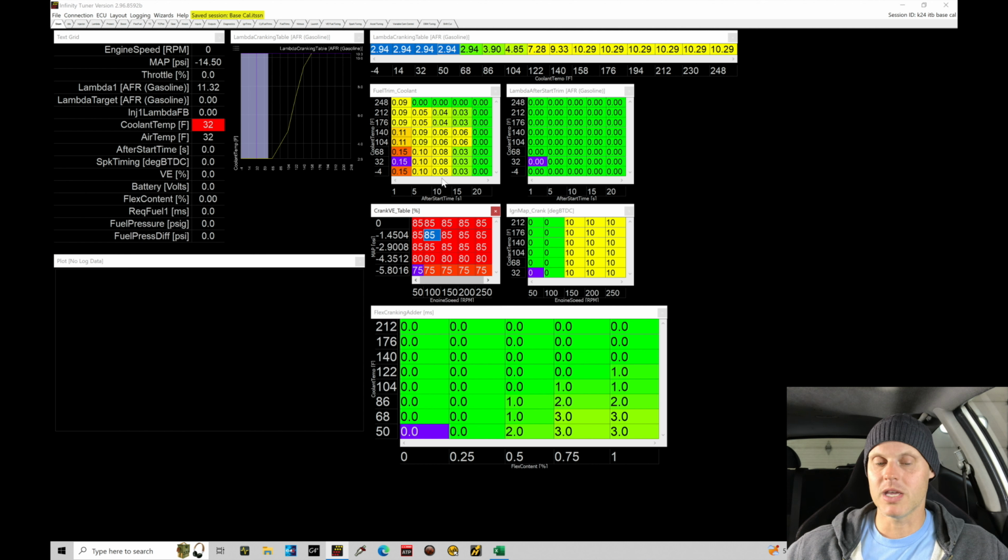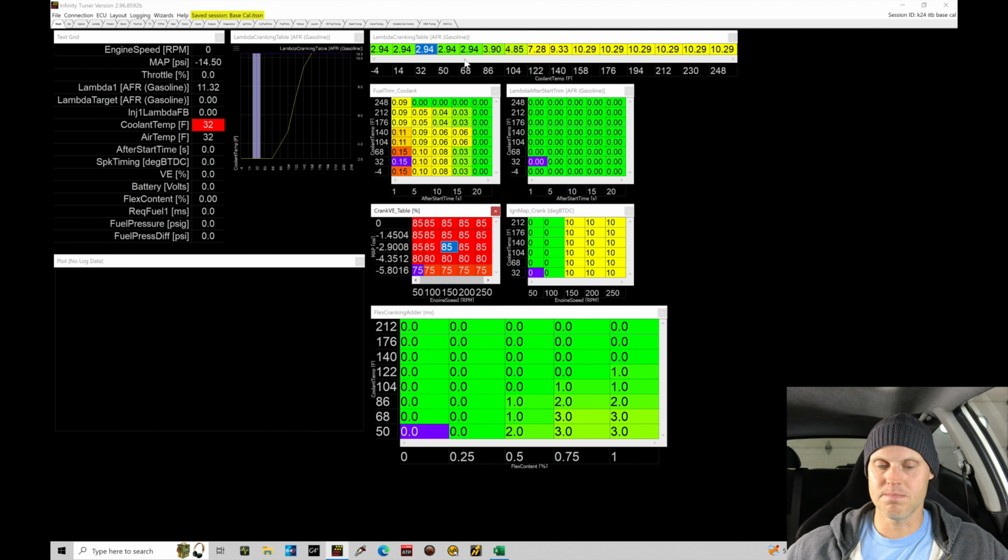Now, generally speaking, the target Lambda here, the target air fuel table, gives us more of an amplitude or more of an effect, giving us more pulse width or less pulse width compared to the cranking VE table. At least that's from my experience working with the Infinity. And we're going to run with these default values and test and see how the engine cranks, fires, and runs.